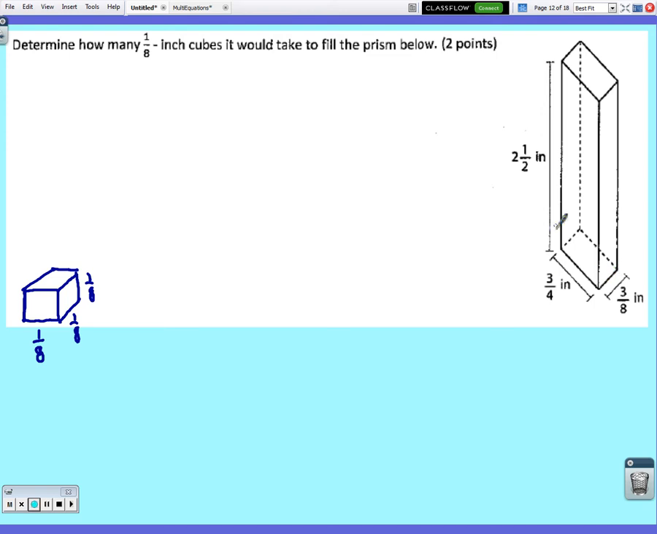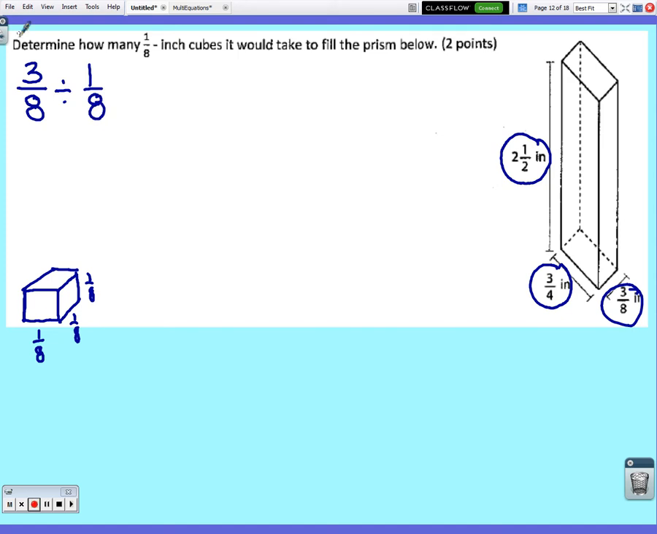Okay, now if I take a look here, it looks like this bottom one is 1/8, correct? So what I want to do is look at this one here, 3/8. How many 1/8 will go into 3/8? When I ask how many will go into something, am I talking about addition, subtraction, multiplication, or division? When I talk about how many times something goes into something, what operation am I talking about? Division, nice. So I'm taking 3/8 and dividing it by 1/8.